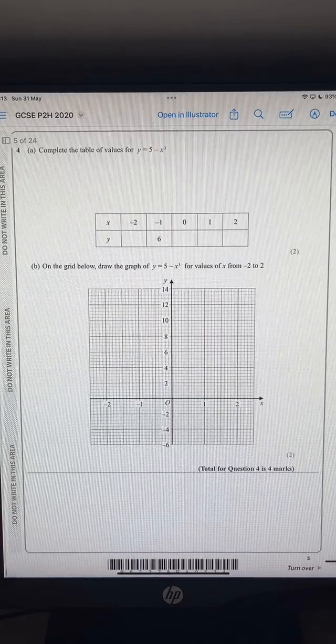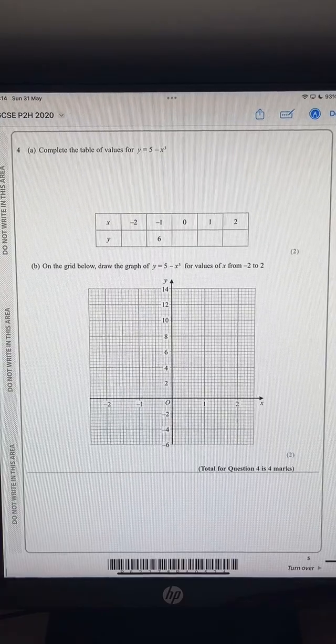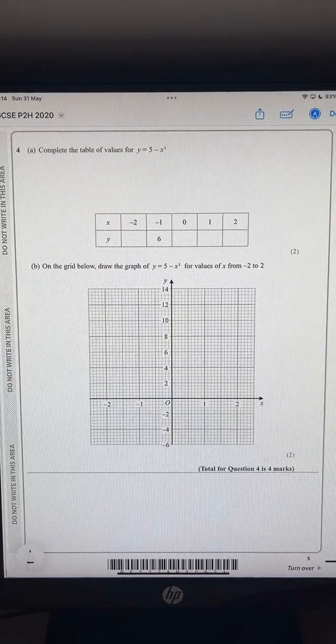We will move on to question 4. Question 4 is quite a nice question, in my opinion, because it is graphs.